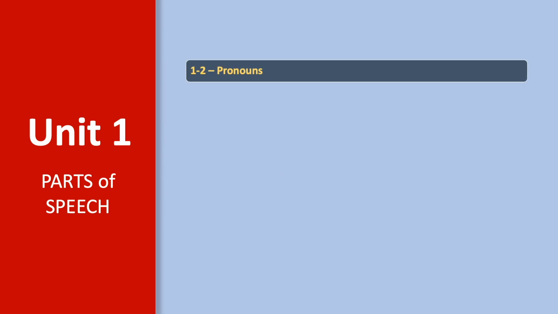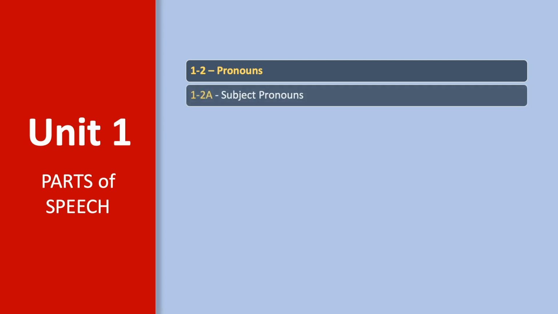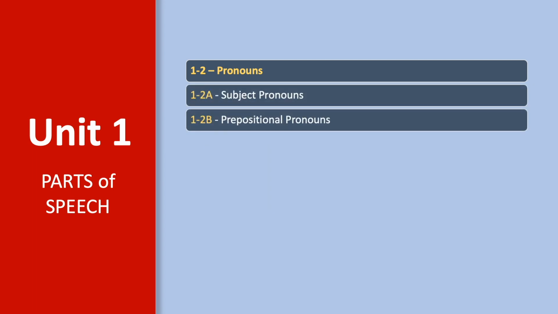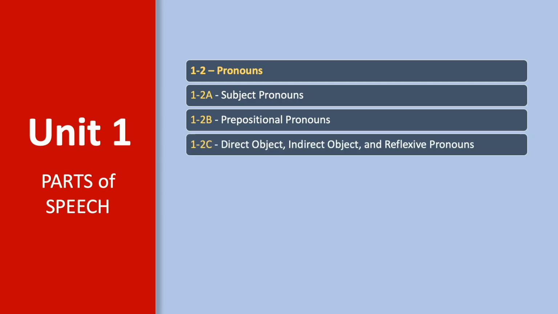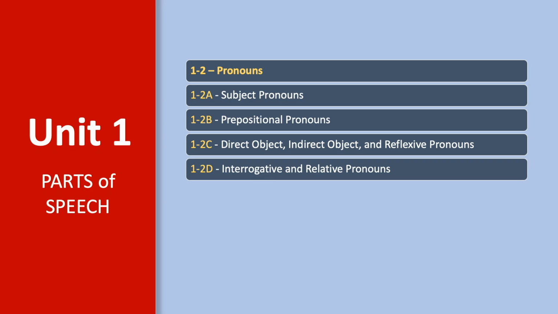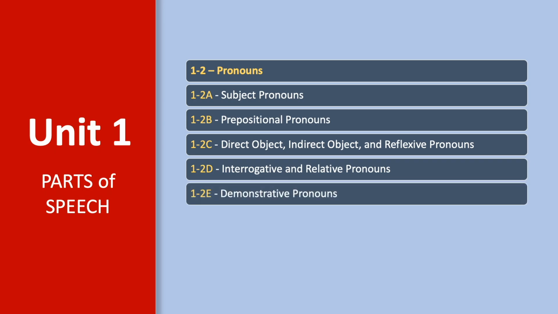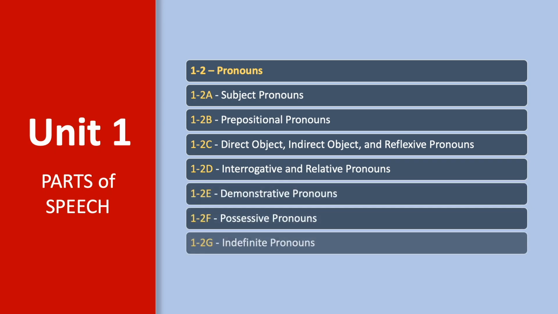Next are several lessons discussing the different types of pronouns in Spanish. We have subject pronouns, prepositional pronouns, direct object, indirect object and reflexive pronouns, interrogative and relative pronouns, demonstrative, possessive, and indefinite pronouns.